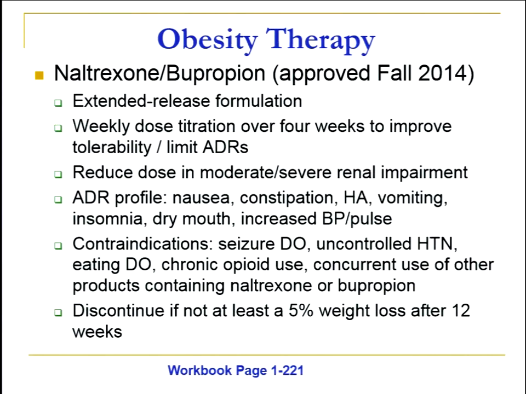It's contraindicated in patients with seizure disorder, just like bupropion is normally. Patients who have uncontrolled high blood pressure, have eating disorders, are taking chronic opioids because the naltrexone will inhibit that, or if you're already taking a product that contains bupropion or naltrexone in it. And like with the other ones, if you're not seeing at least a 5% weight loss in 12 weeks, stop taking the medication.